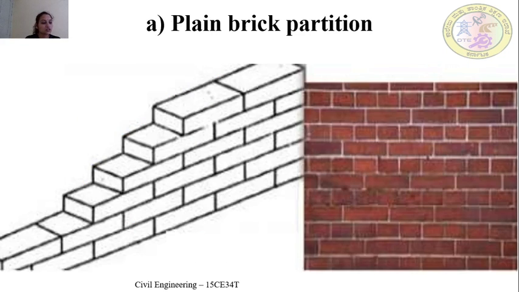Plain brick partition wall means the wall that is constructed by laying bricks as stretchers in cement mortar. You can observe in this pic. This plain brick partition wall is generally a 10 centimeter wall or a half brick thick wall with plaster on both the faces. If the plain brick partition walls are properly constructed, they can be made considerably strong and fire resistant.